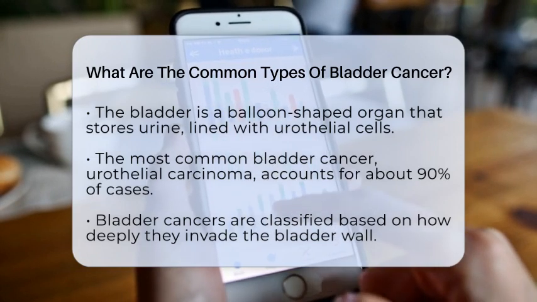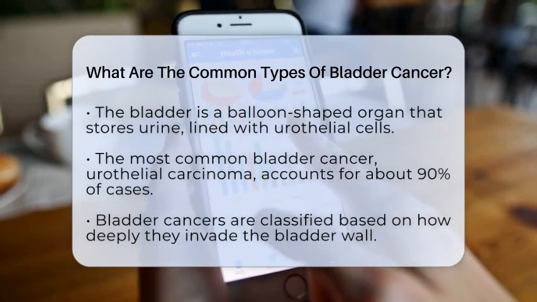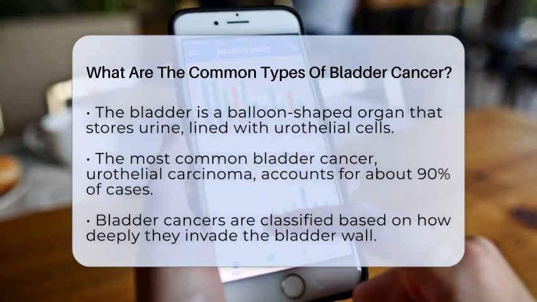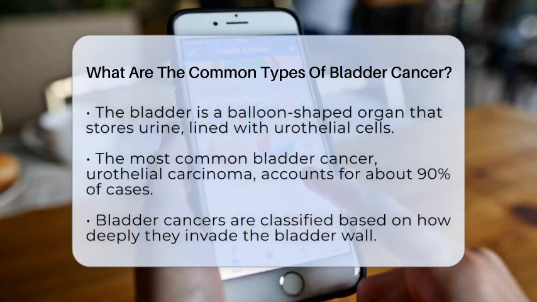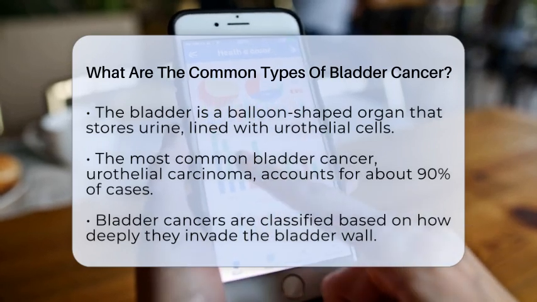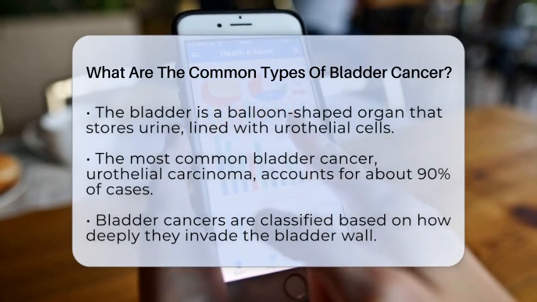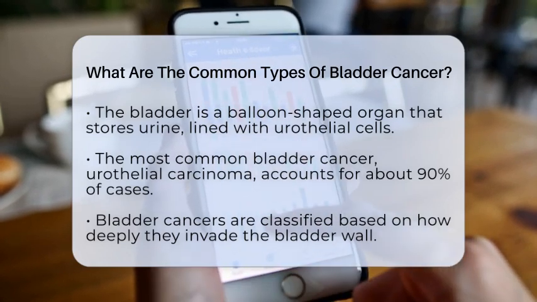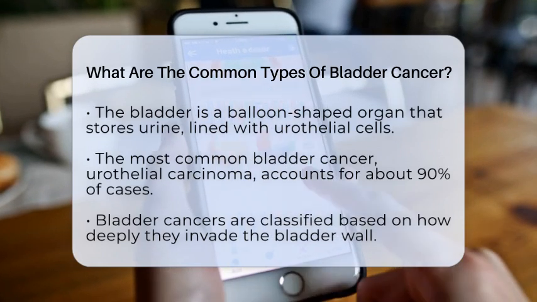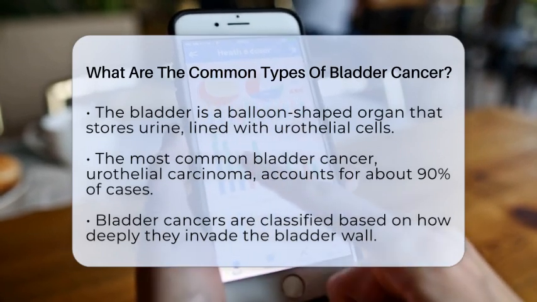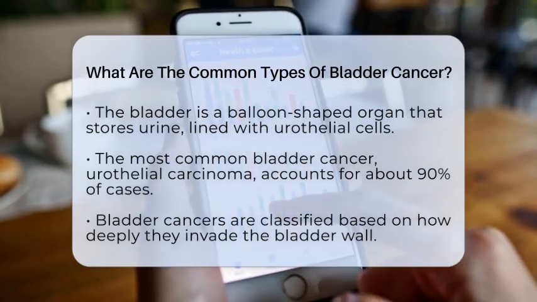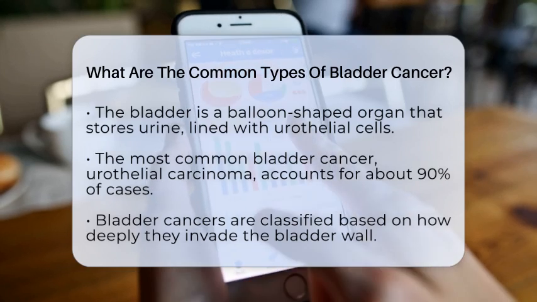It begins in the lining of the bladder and can grow in different ways. Bladder cancers are often classified based on how deeply they invade the bladder wall. The first group is called non-muscle-invasive bladder cancer, which stays confined to the inner lining or just beneath it. This makes up around 80% of bladder cancer diagnoses. Within this group, there are several subtypes.